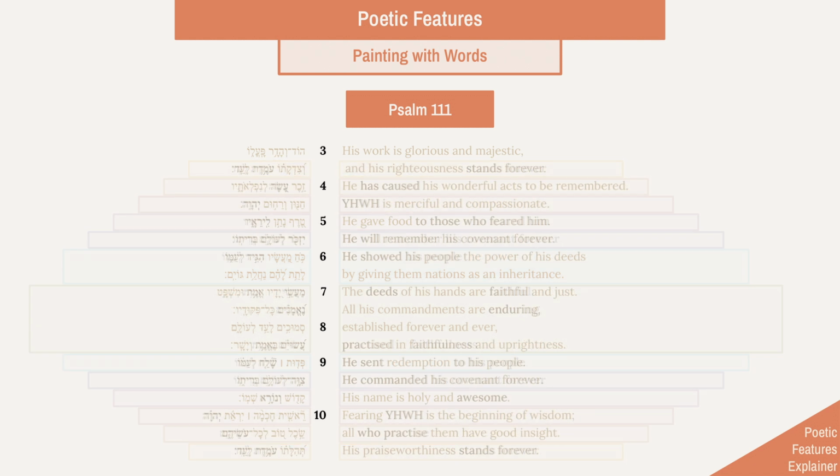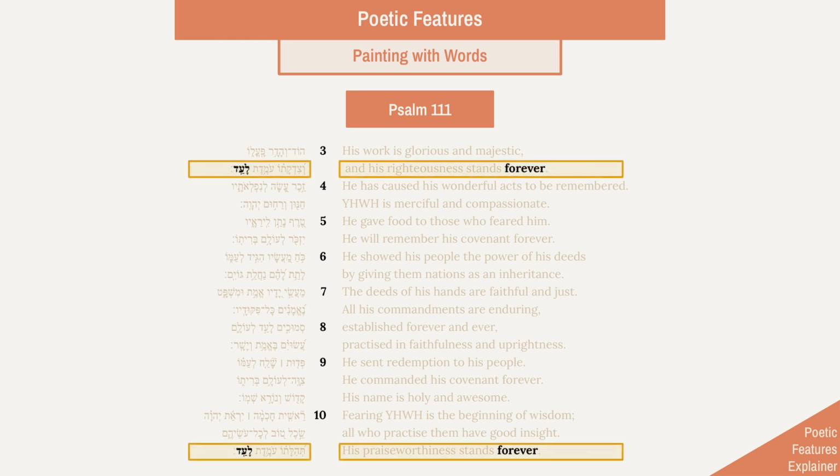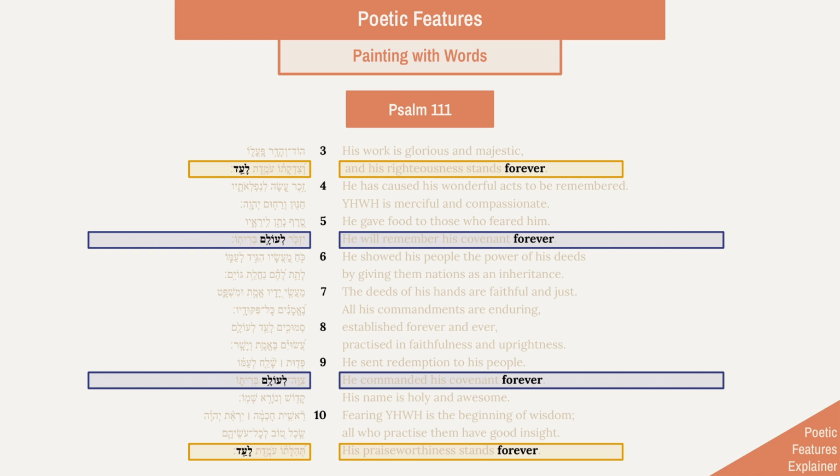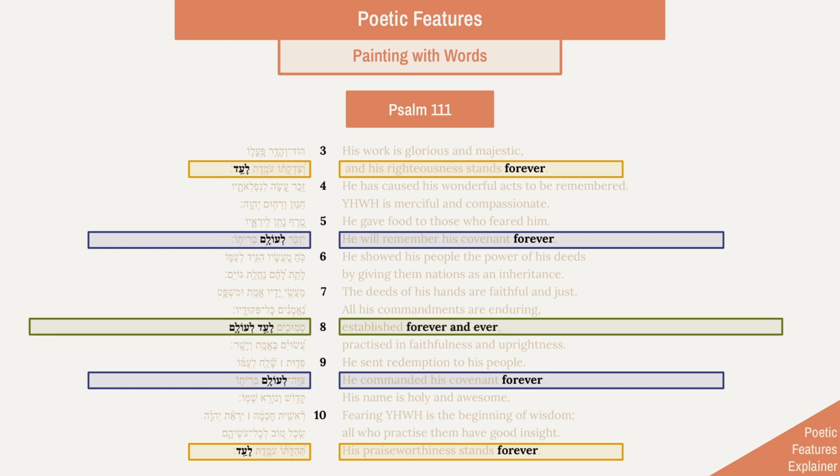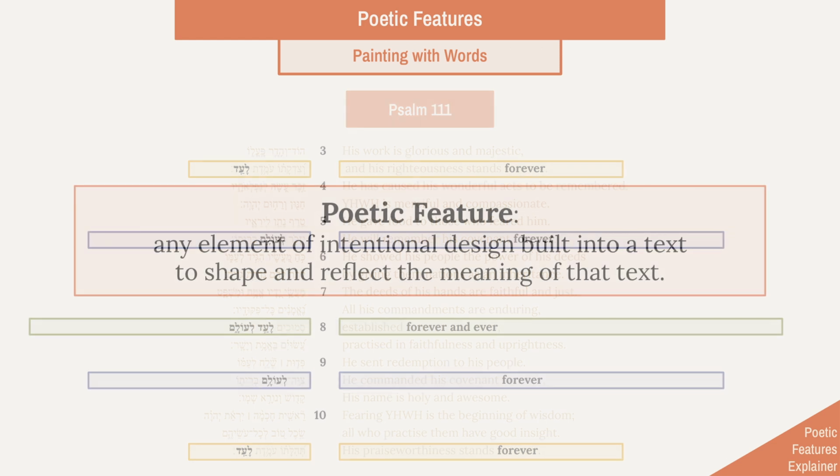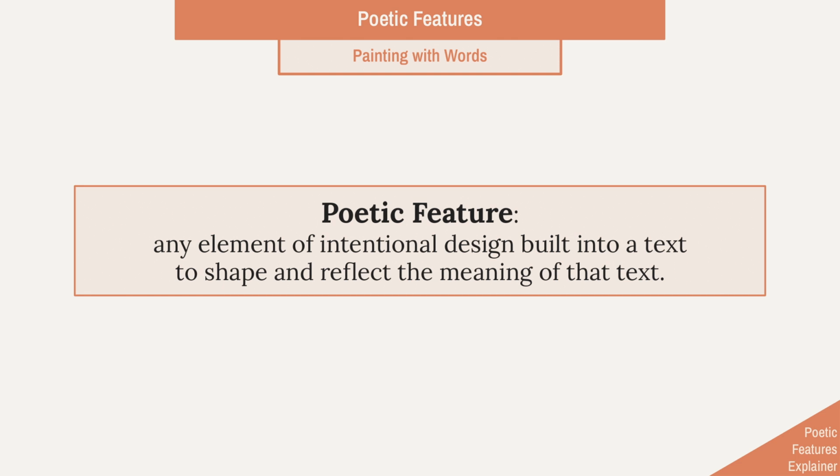And if that wasn't intricate enough, the psalmist then adds even another symmetrical pattern, using words for time, with la'ad, forever, at the beginning, and la'ad again at the end. Then le'olam, another word for forever, and another le'olam matching between these, and then combining la'ad and le'olam right in the middle together. These are the kind of things we call poetic features: any element of intentional design built into a text to shape and reflect the meaning of that text.